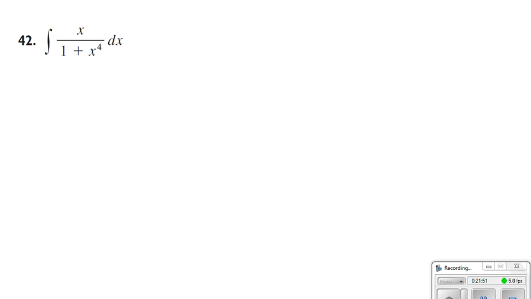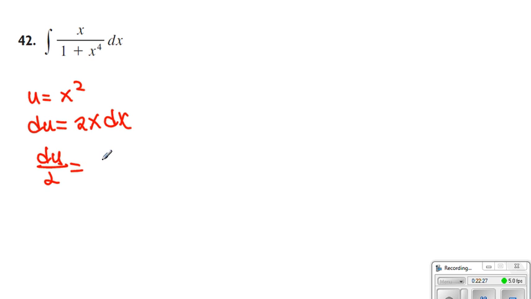Alright, a couple more questions. So now we have number 42, x over 1 plus x to the fourth power dx. Now, if you consider the whole entire denominator as the u, then we would be needing x to the third power. So therefore, the fact that we have a linear term here, one thing we can do is this. What if we let u as x squared? Then we end up getting du is equal to 2x dx. By dividing it, we end up getting du over 2 is equal to x dx.